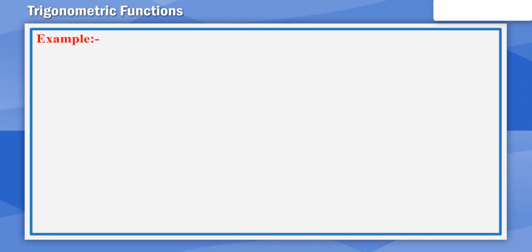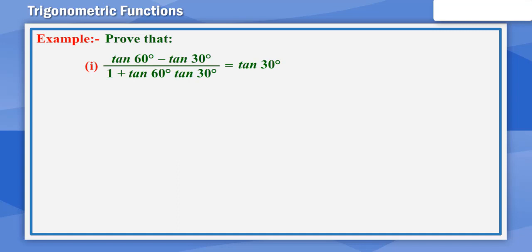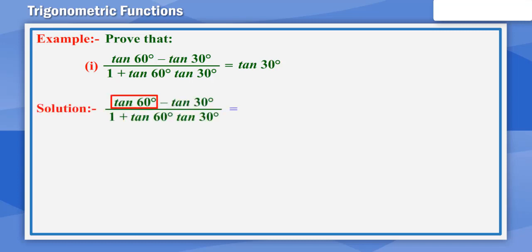Let's take the next example. Prove that, first part, tan 60 degrees minus tan 30 degrees divided by 1 plus tan 60 degrees tan 30 degrees is equal to tan 30 degrees. Taking the LHS, tan 60 is root 3 minus tan 30 is 1 by root 3 divided by 1 plus tan 60 is root 3 into tan 30, that is 1 by root 3.